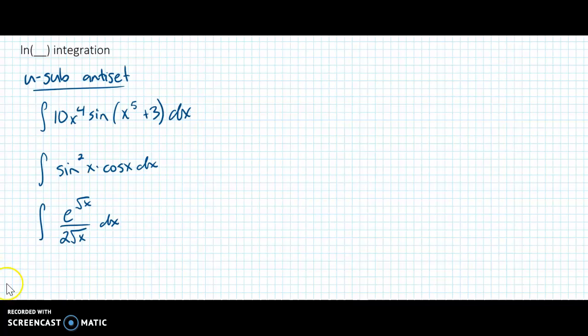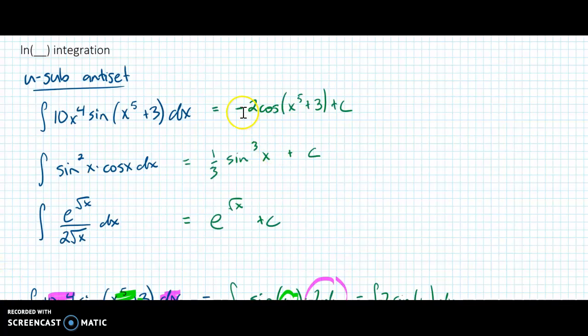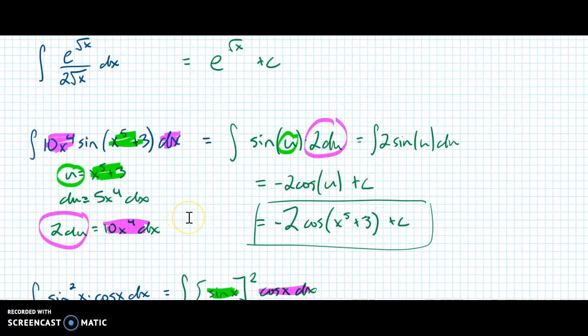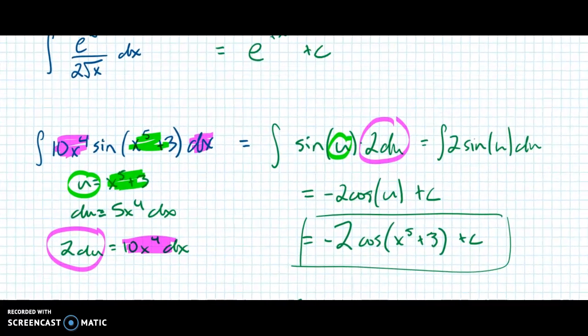Here come the answers. All right, here you have like the short versions of the answers, just the solution. So I would have -2 cosine of x to the fifth plus 3 plus c for the first one, 1/3 sine cubed x plus c, and then e to the root x plus c for the last one. This one's maybe the more tricky one. I don't know. It depends on how you see things. I'm going to go through the details of each of these. So we'll zoom in a little bit here.